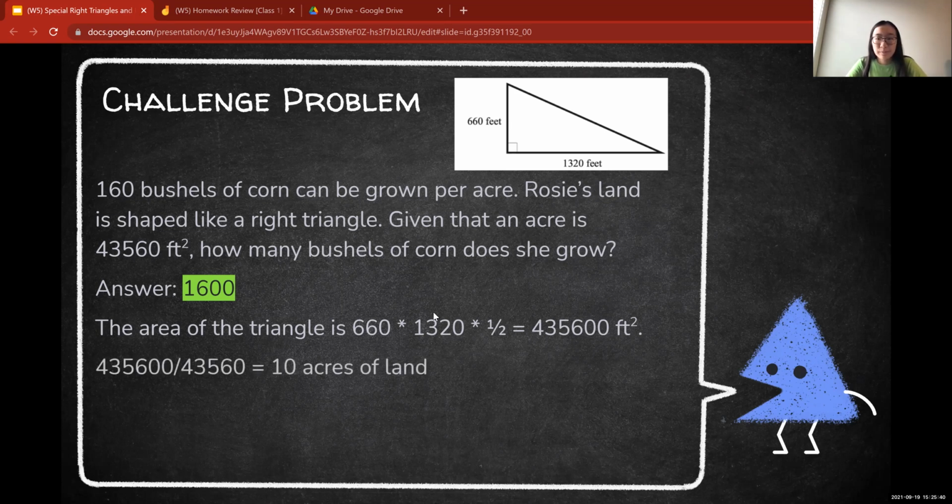435,600 feet squared. And then coincidentally, that is equal to 10 acres of land. So that means that her land is 10 acres, and then she can grow 160 bushels of corn per acre. So 10 times 160 equals 1,600 bushels of corn.